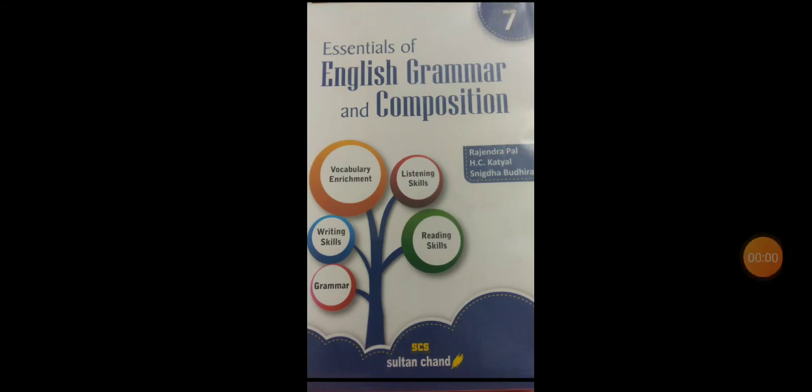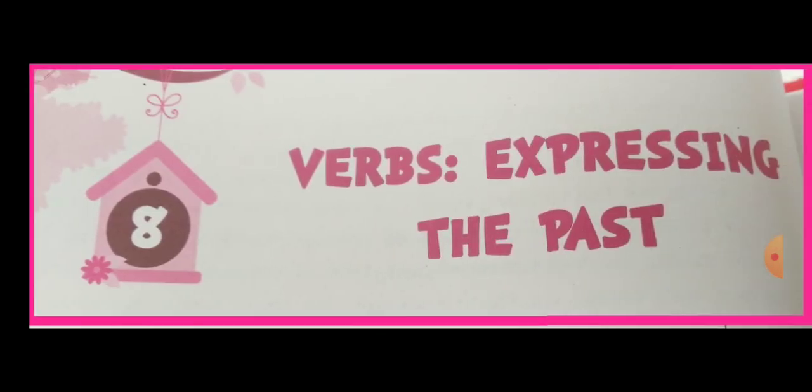Dear students, today we will continue chapter number 8 of our English grammar book, Essentials of English Grammar and Composition. And the name of the chapter is Verbs Expressing the Past. In the first part of the chapter, we read about simple past tense, past continuous tense, and past perfect tense. So today we'll continue the chapter.